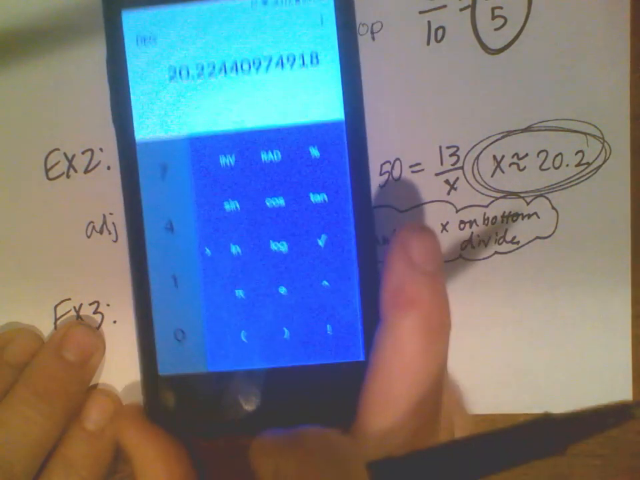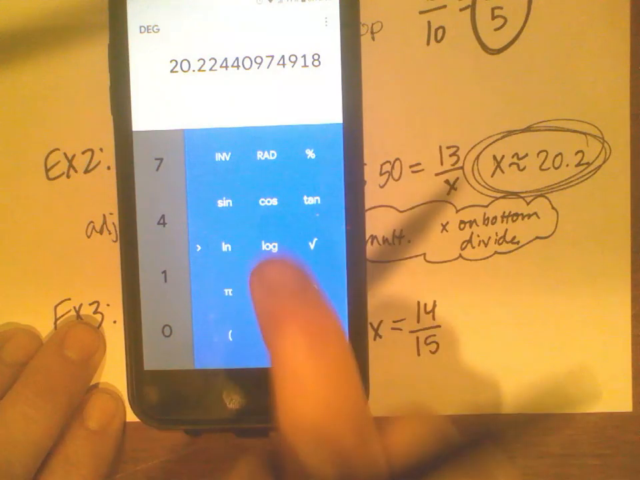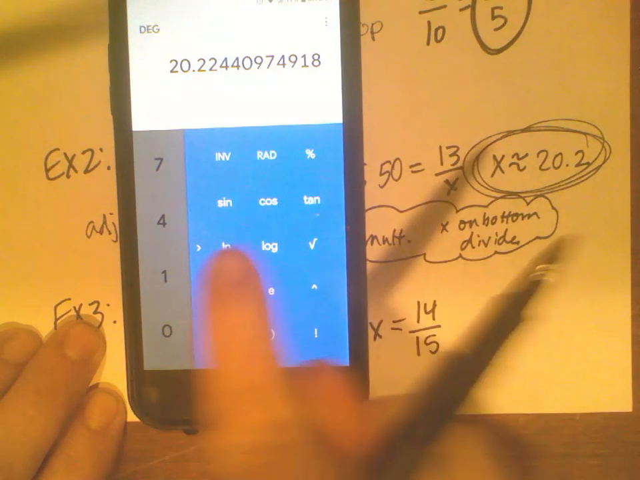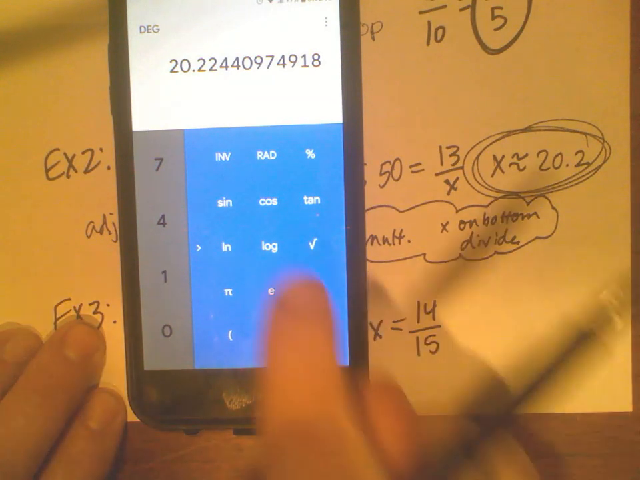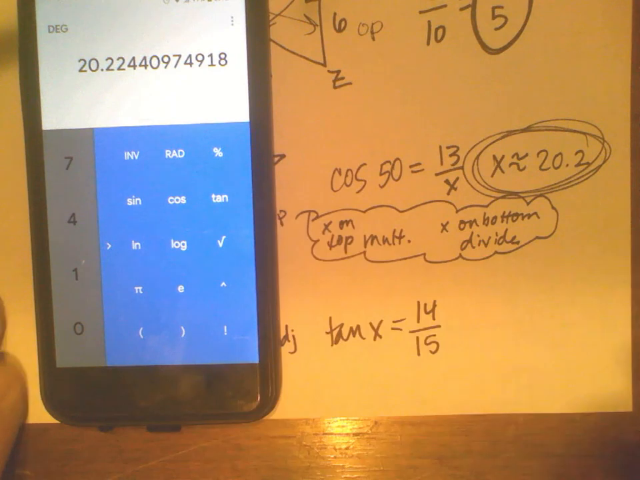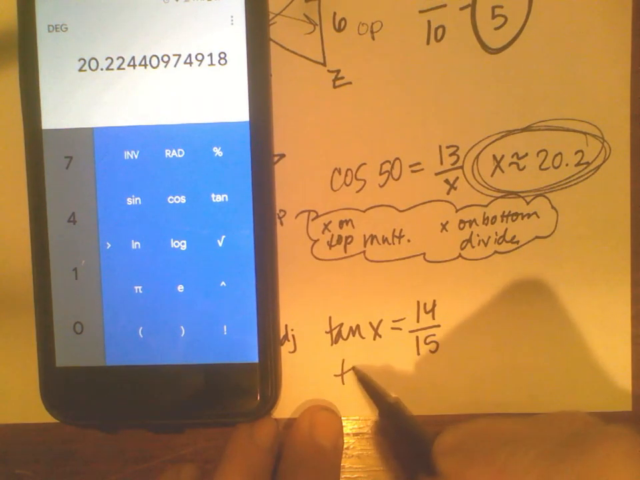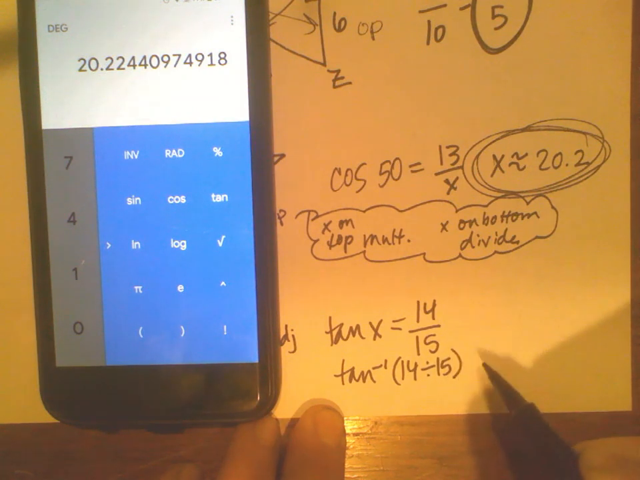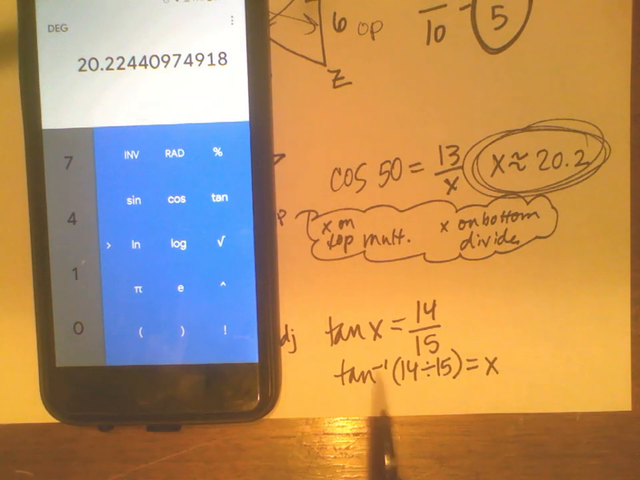Now this, when I was looking for an angle, I had to use something different on my calculator. And depending on the calculator that you use, mine uses the inverse key. Yours might use a second key or a shift key, or if you're using a regular standard calculator, it'll be written above your sine, cosine, and tangent. But when I'm plugging this in the calculator, I have to do the tangent inverse of 14 divided by 15 to get my angle. Because I don't know the angle, I have to use that special shift.